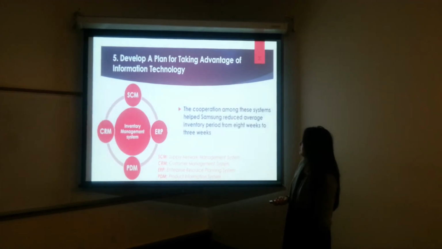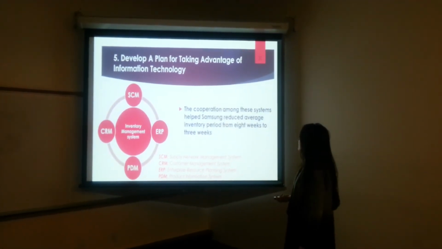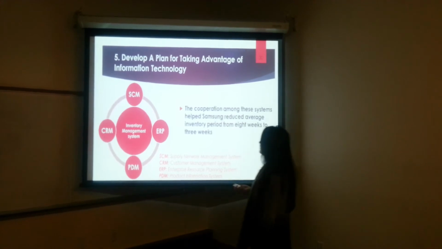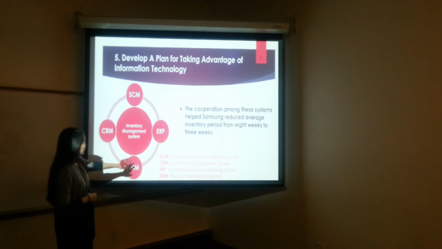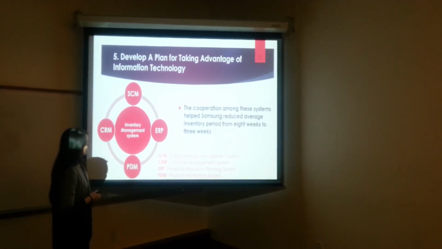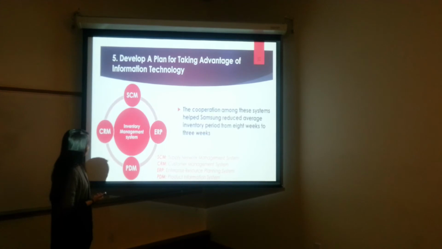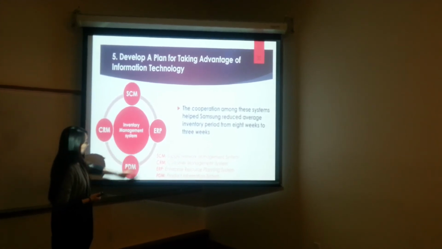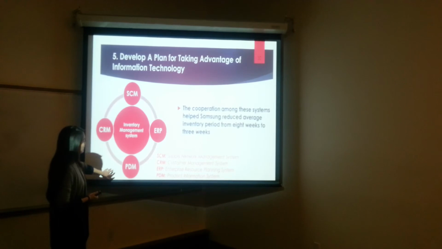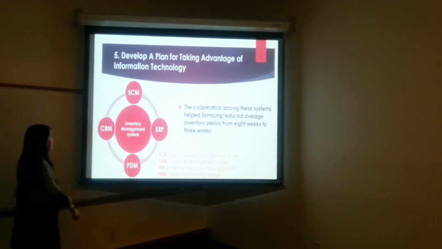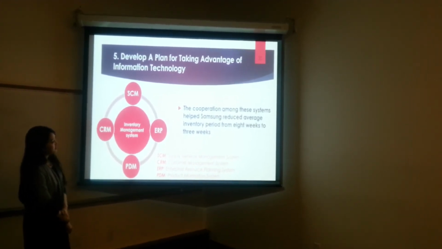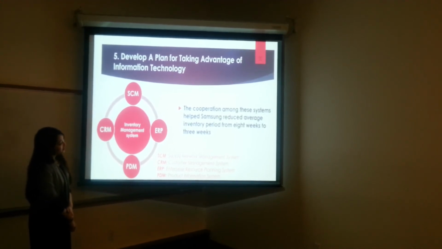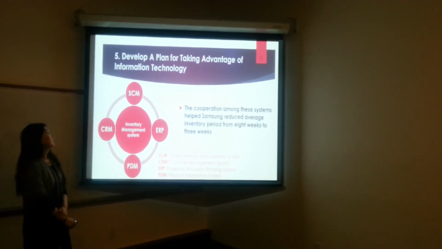And fifth, develop a plan for taking advantage of information technology. We can see that Samsung developed 4 systems, which are the supply network management system, consumer management system, enterprise resource planning system, and product information system, to be compatible with the inventory management system. And the cooperation among these systems helps Samsung reduce average inventory period from 8 weeks to 3 weeks.